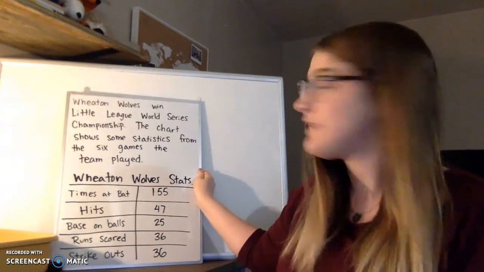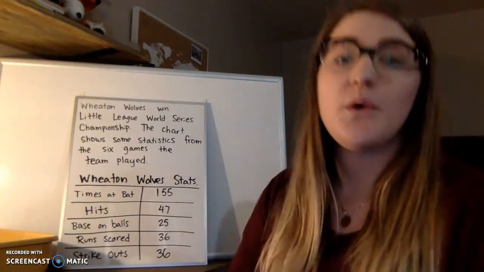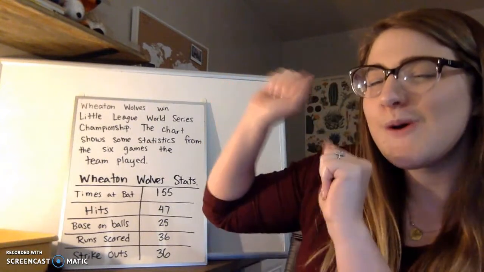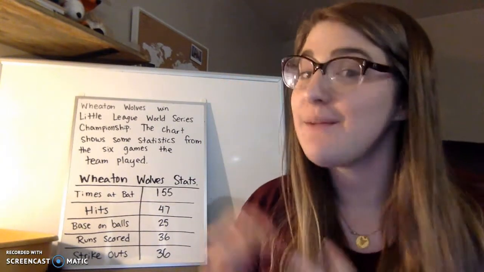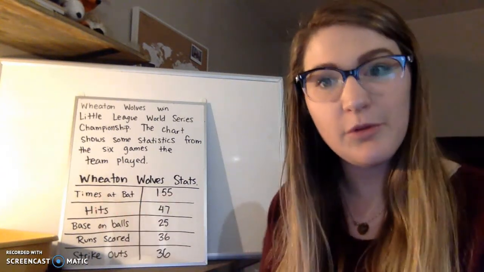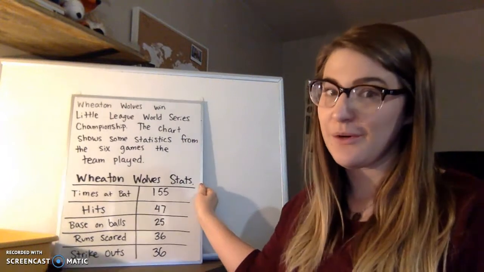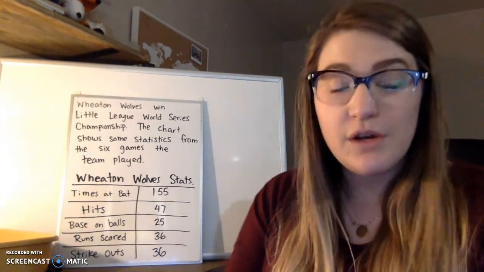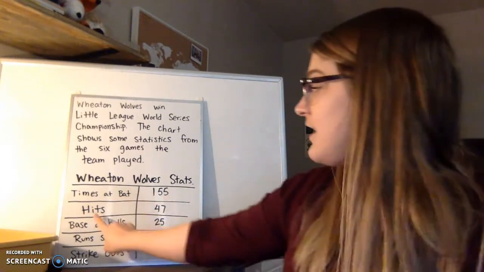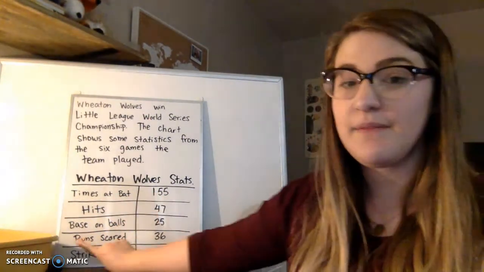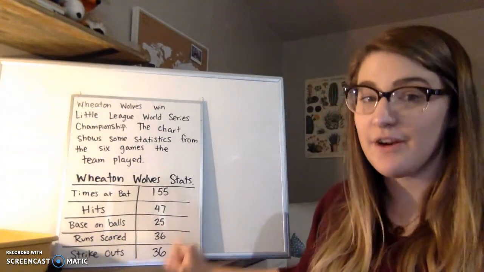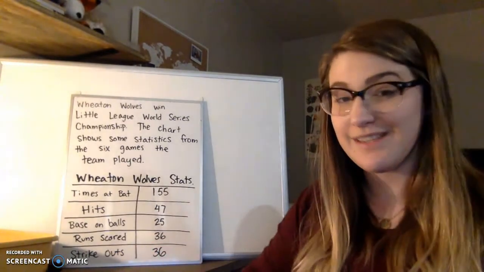So it says in this report, the Wheaton Wolves win Little League World Series Championship. Woo-woo! The chart shows some statistics from the 6 games the team played. So it's going to give us some information about how well the Wheaton Wolves played. So their statistics. Their times at bat was 155. Their hits was 47. Base on balls, 25. Runs scored, 36. And strikeouts, 36.